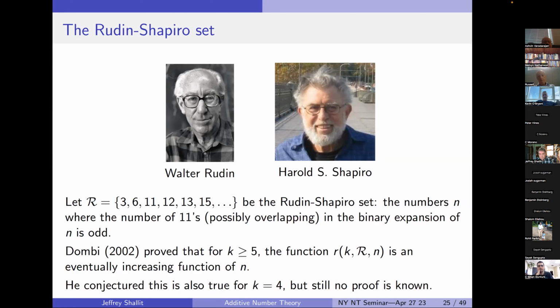So it's odd. Now, Dombey proved in a 2002 paper that for k greater than or equal to 5, the function r_k(n) is an eventually increasing function of n. And he conjectured this is true for k equal to 4, but still nobody knows how to prove this. So there is an open problem.